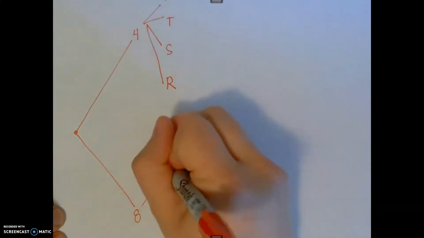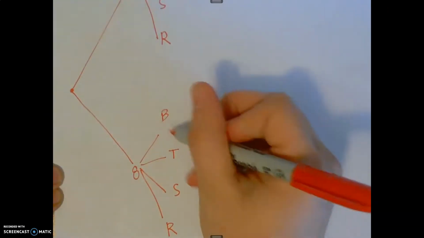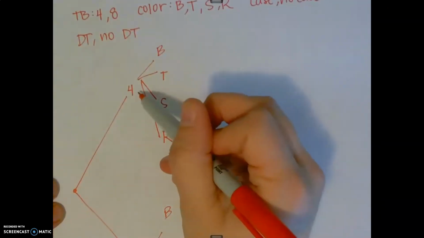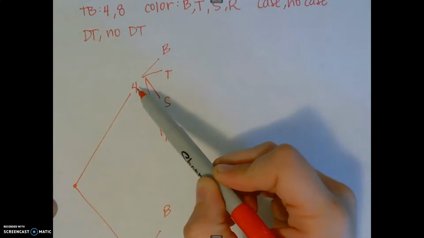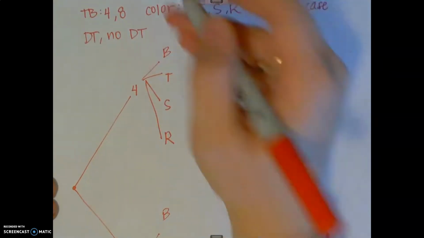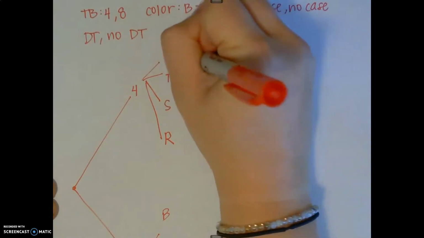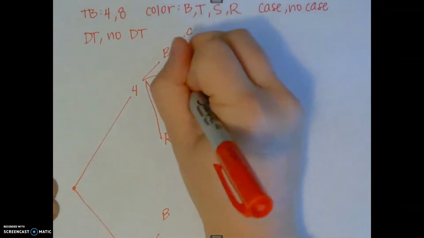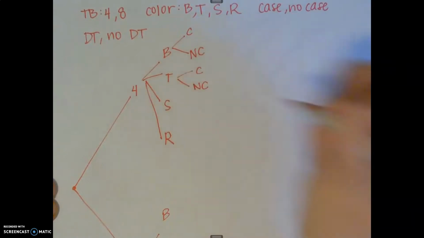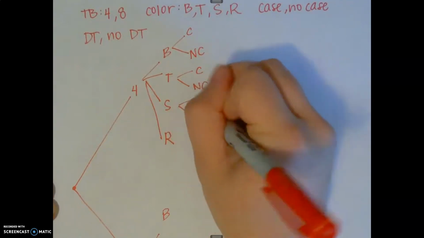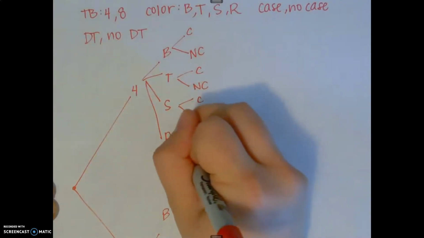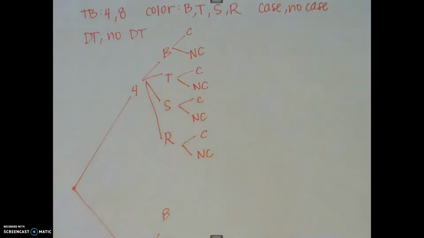So this branches into black, teal, sage, or red again. Notice how it looks exactly the same as the top, just now branching off of the 4 terabytes or the 8. So now let's say I have 4 terabytes and it's black. Well, I can still get a case or I can get no case. Same thing for teal, case or no case. Doesn't change just because the color changes, so we still have the case or no case option. And the same for red, we have case or no case.